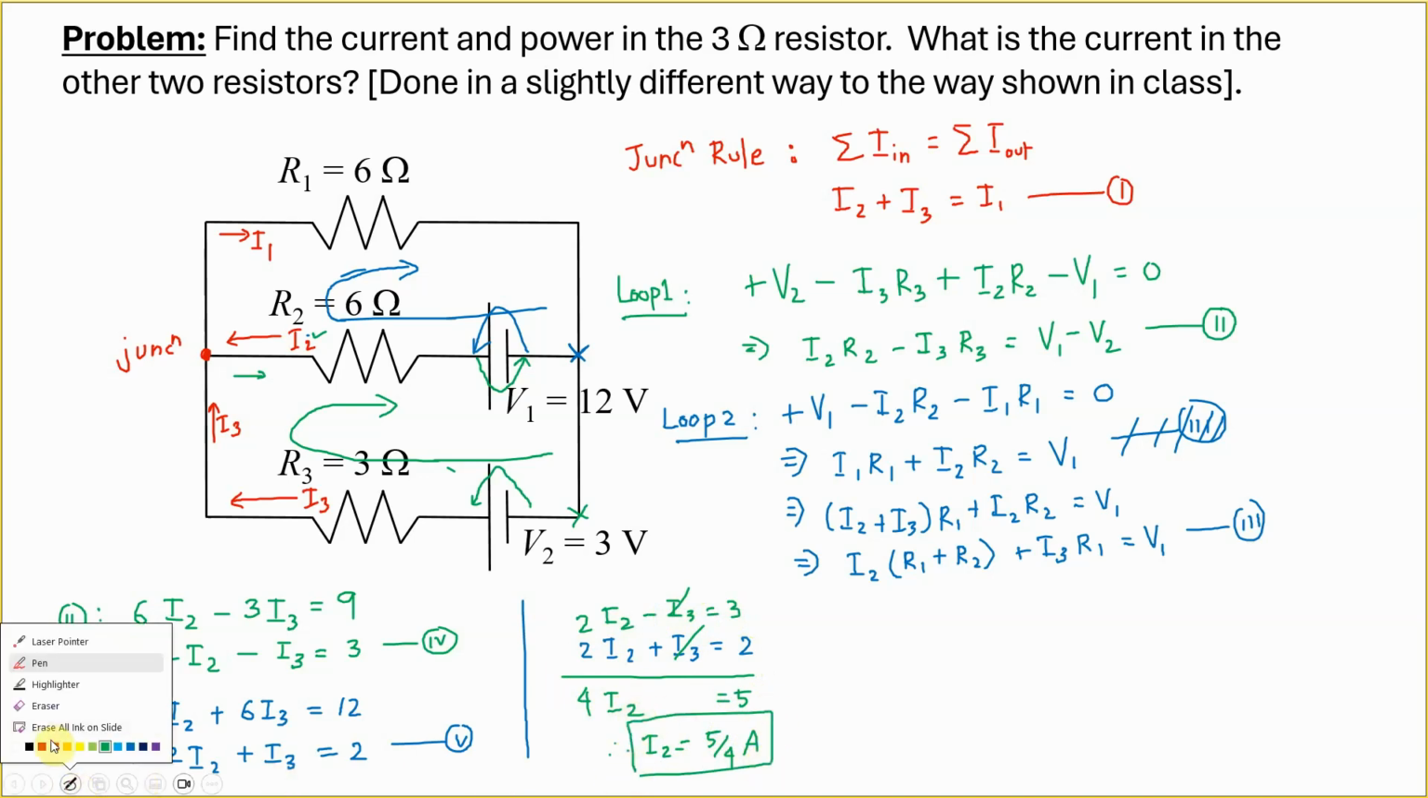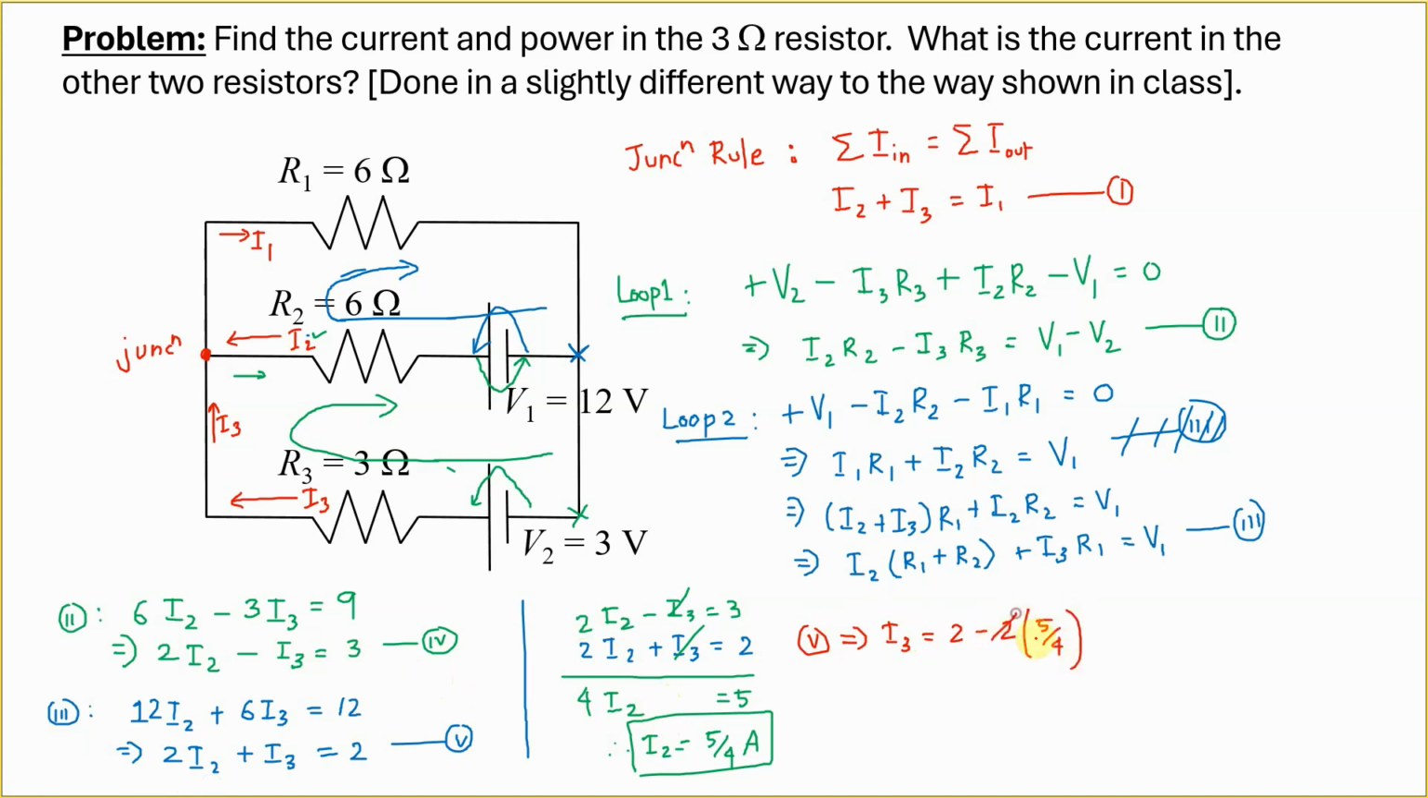Okay, so then I have one of the currents, so I can very easily find the other current using, let's say, equation 5. So equation 5 now tells me that I3 is 2 minus 2 times I2, so 2 minus 2 times 5 over 4. So this is 5 over 2, so 2 minus 5 over 2 is 4 minus 5 divided by 2, which is minus 1/2 ampere. So this is interesting.